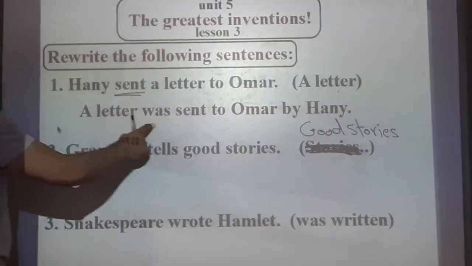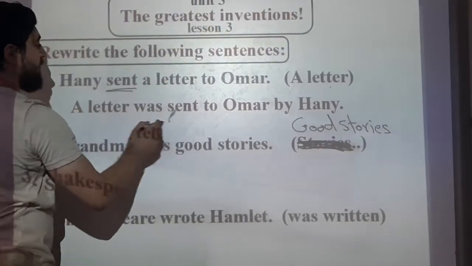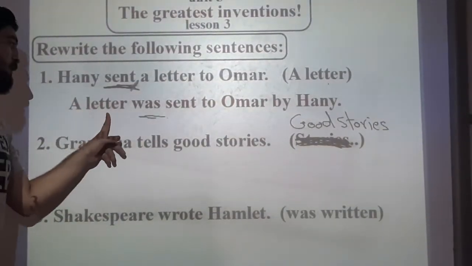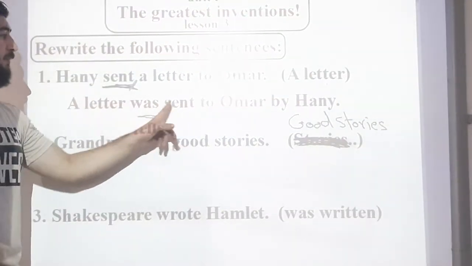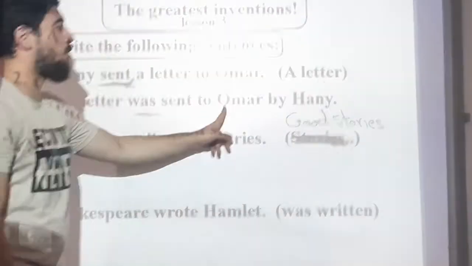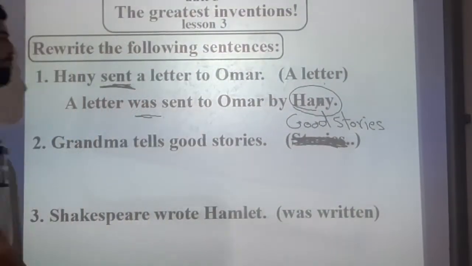Again, a letter was sent to Omar by Hani. We use was here because we are in the past simple. We start with the object, a letter was, and the third form of the verb send is sent. So a letter was sent to Omar by Hani. Here is the subject, by Hani.